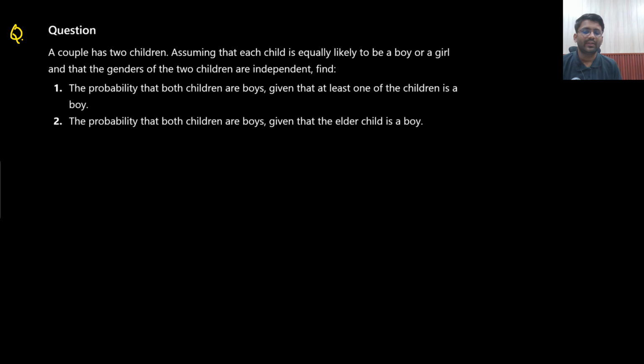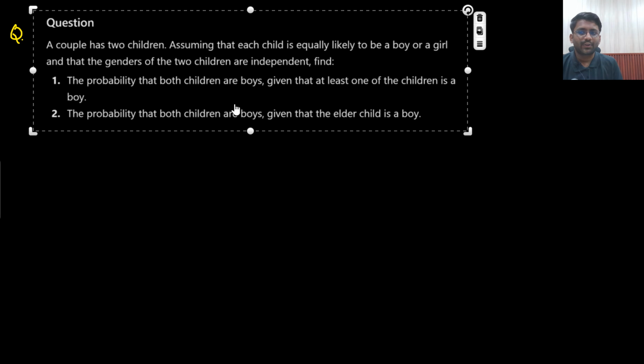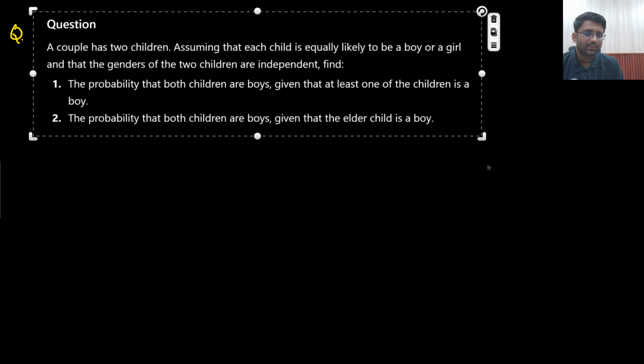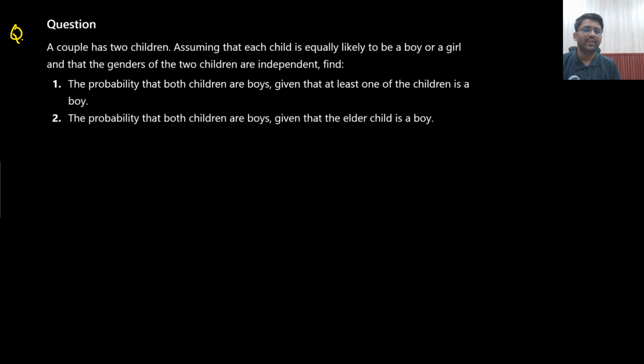This is a GATE question only. Is it related with the Bayes theorem or total probability? I don't know. You try solving it. If this question comes in your examination hall, will you be able to know whether it is Bayes theorem or total probability? Read the question.